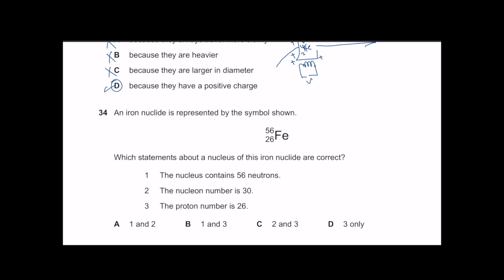So let's see what we have here. Which statements about the nucleus of this iron nuclide are correct? The nucleus contains 65 neutrons. No, it's neutrons plus protons, so neutrons here is wrong. The nuclear number is 30. When you subtract, it gives you the number of neutrons, but this is not the nuclear number. The nuclear number is 56. No, this is also wrong. The proton number is 26. Yes, the proton number is 26. So depending on that, I'm going to choose D. That was very easy. That's 34.